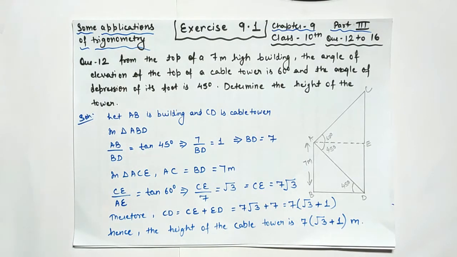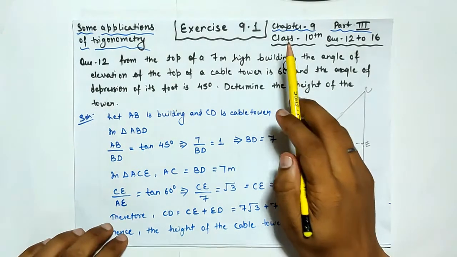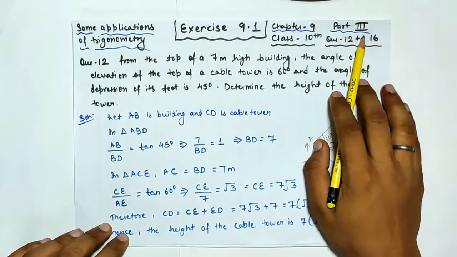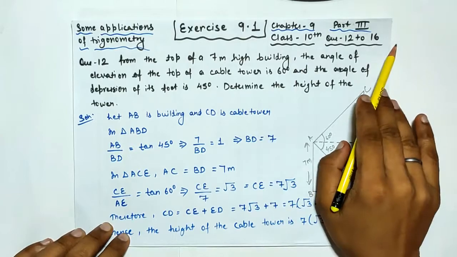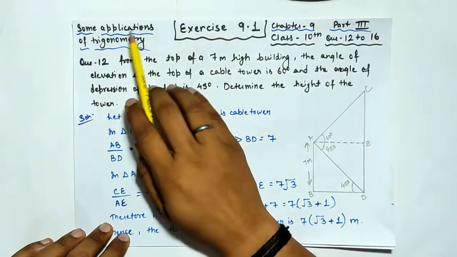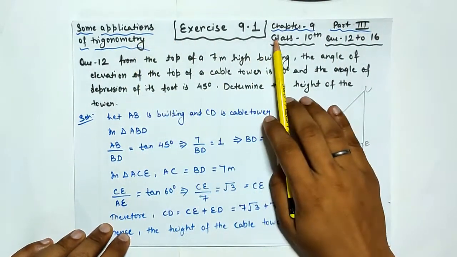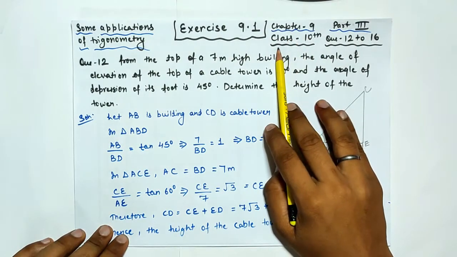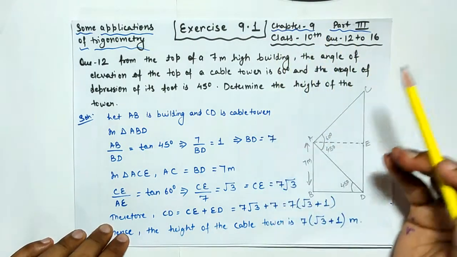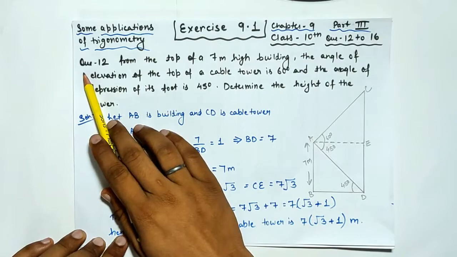So today in this video we are covering the next part of exercise 9.1, in which we are covering questions number 12, 13, 14, 15 and 16. The name of the chapter is Some Applications of Trigonometry, chapter number 9, and the class is 10th. Let's continue with question number 12.